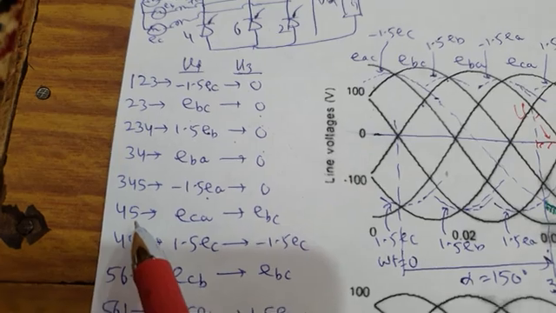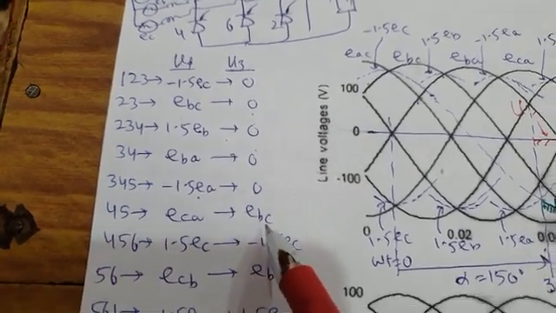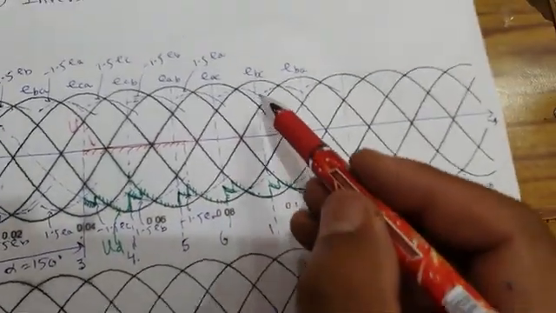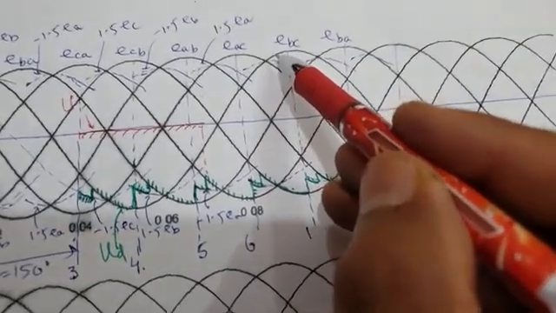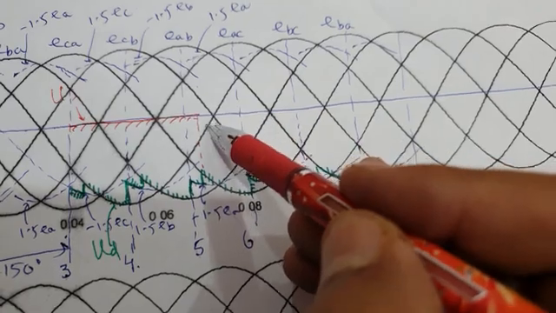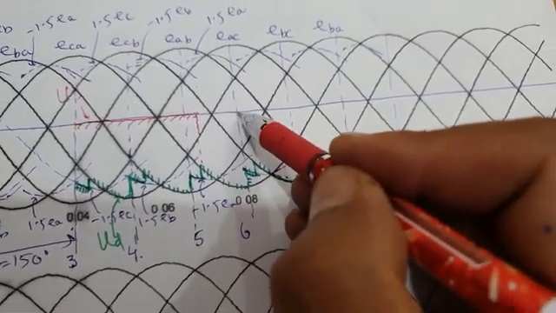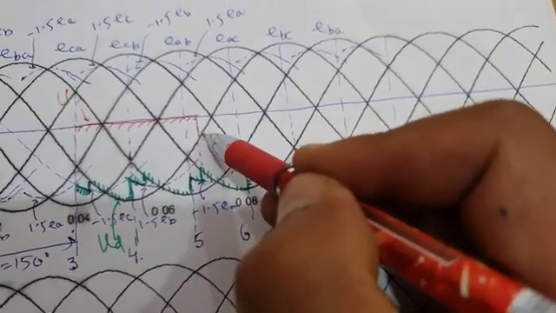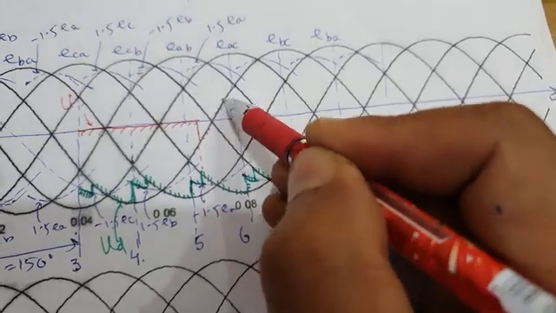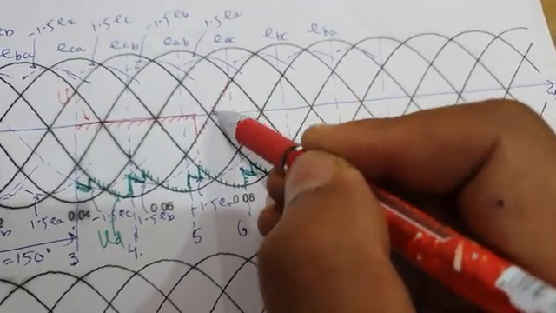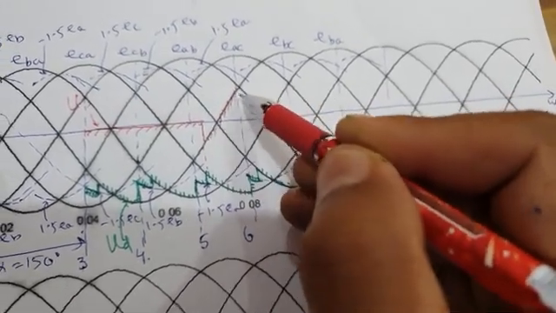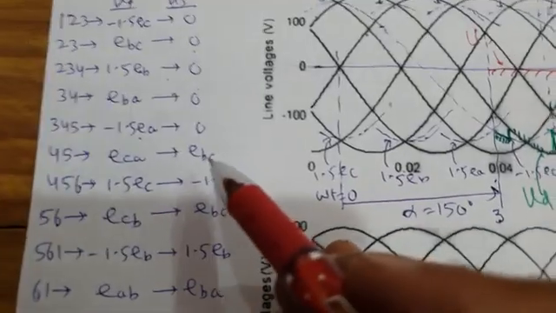When the 4-5 pair is conducting, your valve voltage is EBC. Where is EBC? Just search for EBC. This is your EBC. See, this is EBC. So it will jump. It will follow EBC till the next instant of firing. Next instant of firing is this. So it will follow EBC till the next valve is fired. See, it follows EBC.